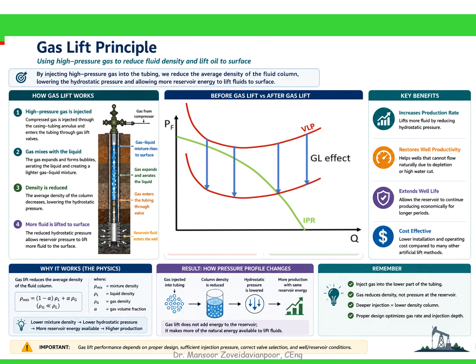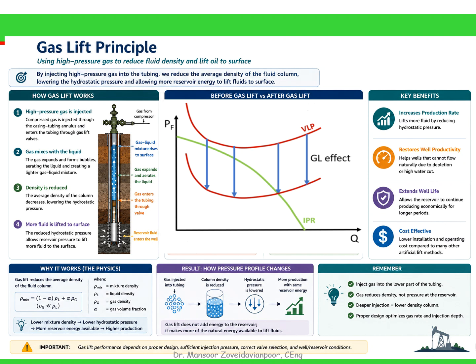So whenever someone asks, how does gas lift increase production? The short answer is, gas lift lowers the hydrostatic head, reduces flowing bottom hole pressure, improves inflow from the reservoir, and increases production. That's the entire physics of gas lift in one sentence.